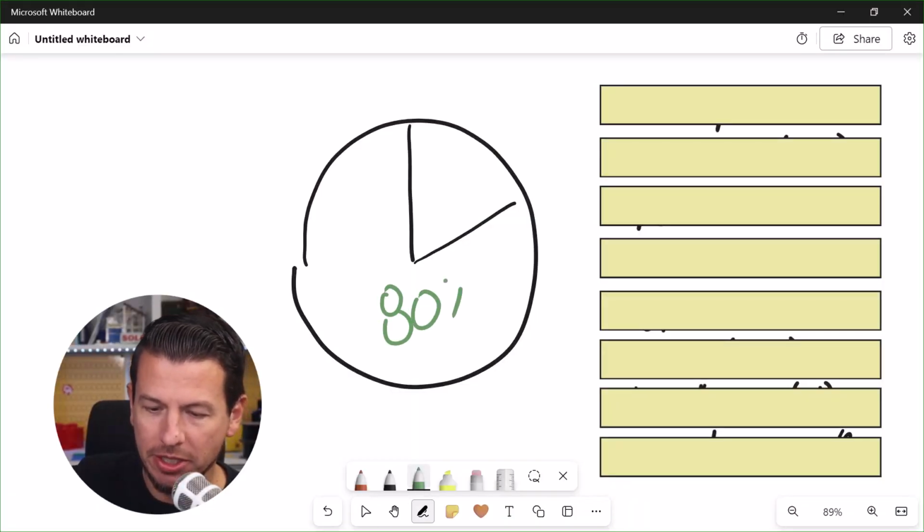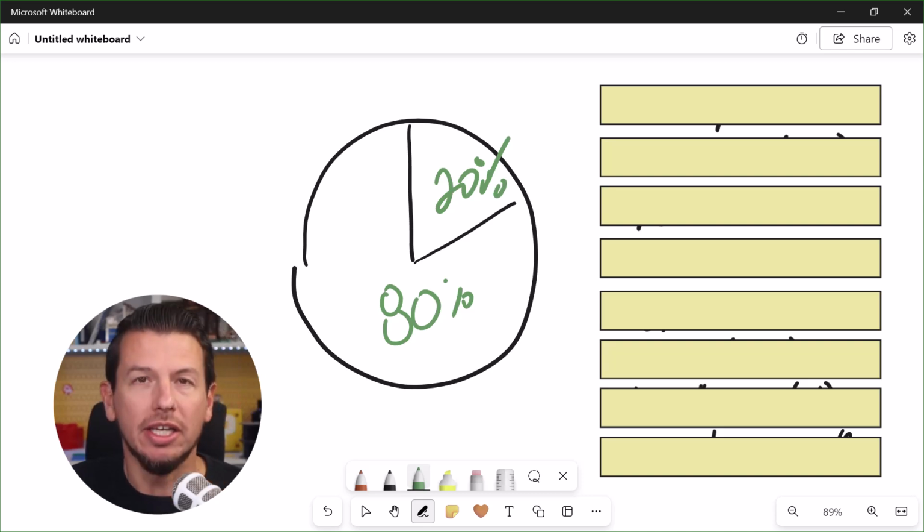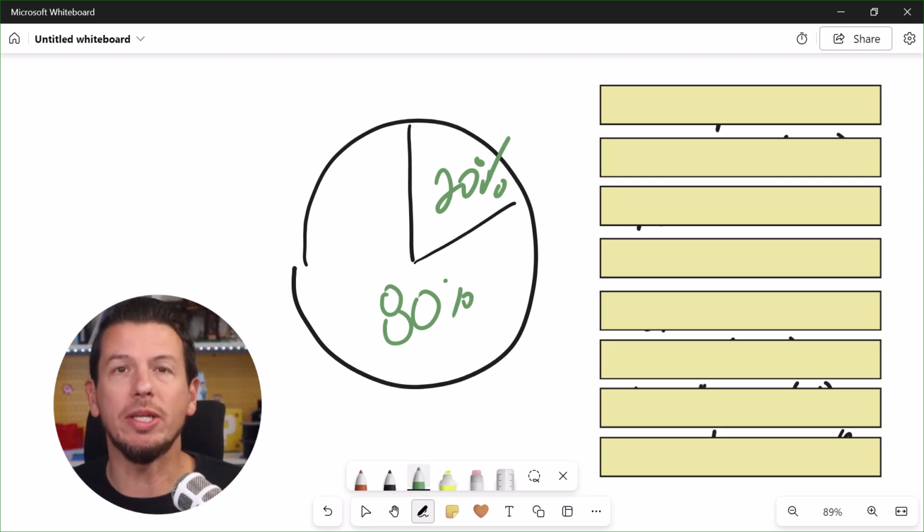Well, there's a principle called the 80-20 principle that basically states that 80% of your results come from 20% of your effort, or 20% of your investment, or 20% or less. So it actually could be 10% or 5%. What that means for your database is, if you have 1,000 contacts, less than 200 of those contacts are going to be responsible for 80% of your results.